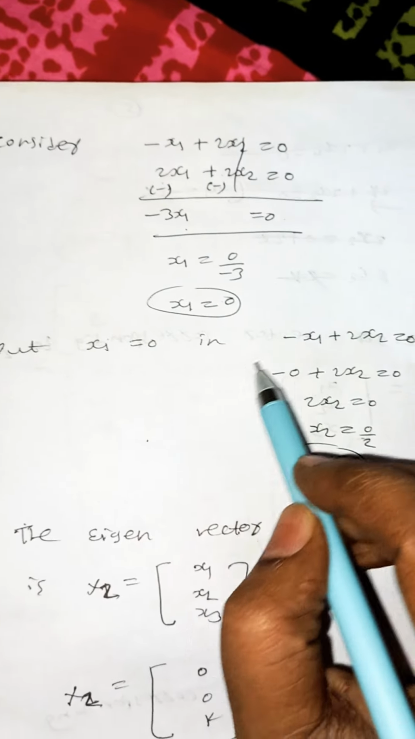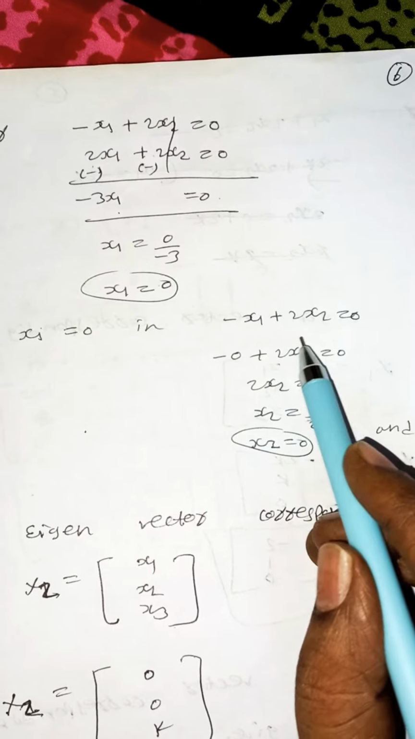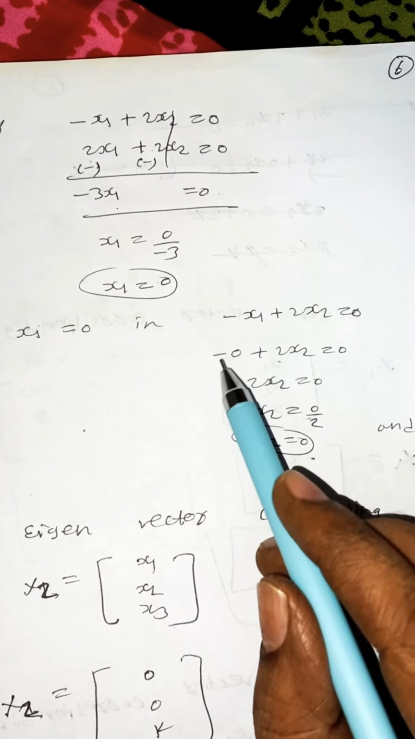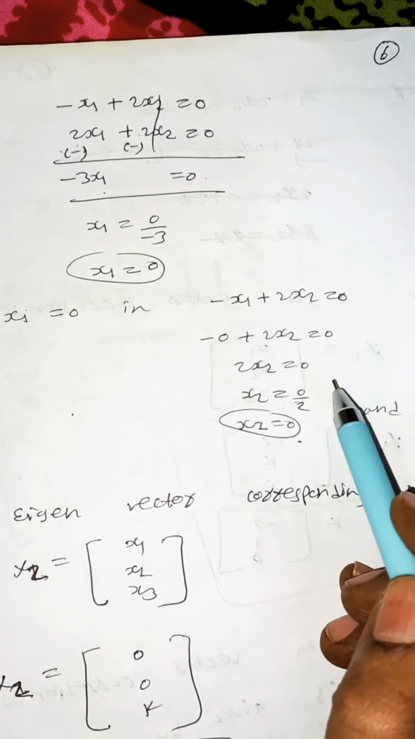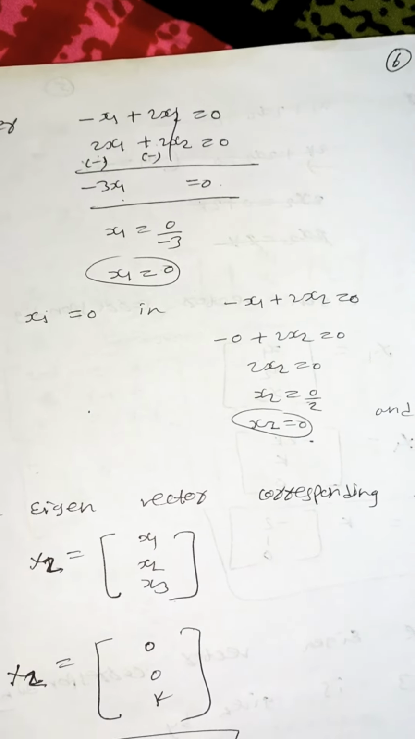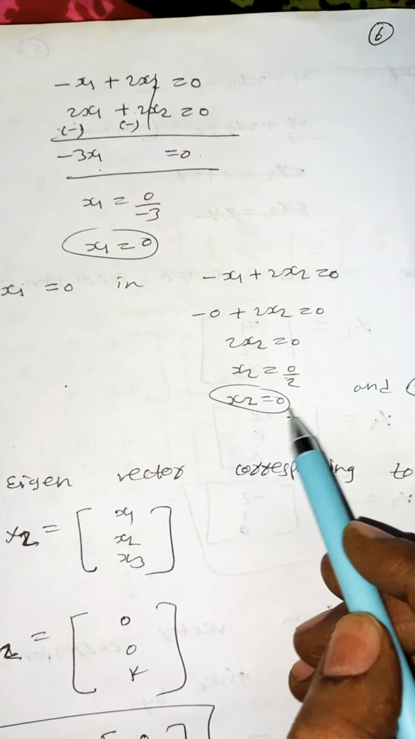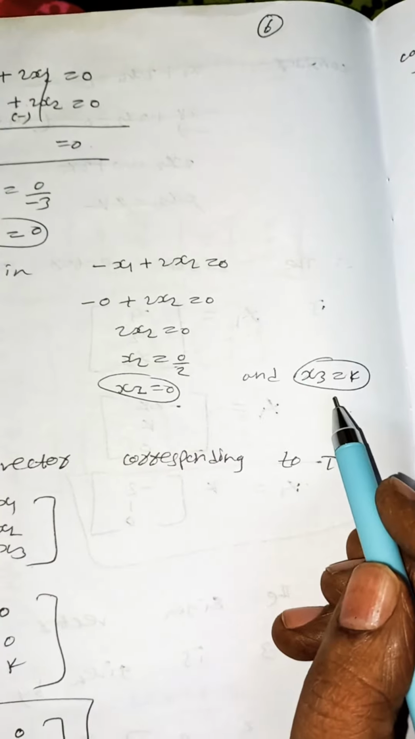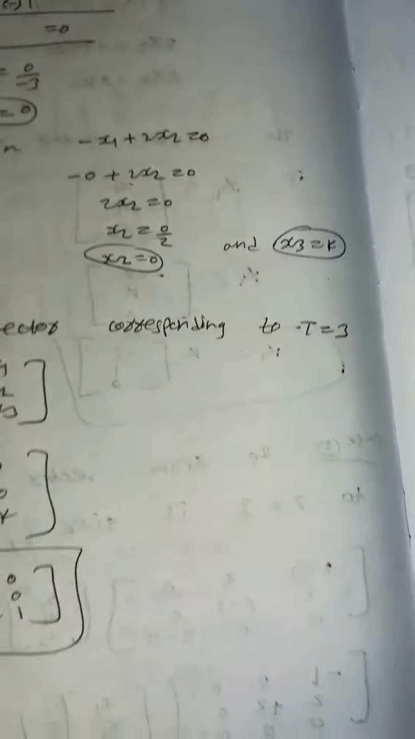Now put x1 is equal to 0 in any equation. I am keeping in this equation minus x1 plus 2x2 equal to 0. X1 means 0. So minus 0 plus 2x2 equal to 0. So 2x2 equal to 0. Send to that side, multiplication will become division. 0 by 2 is 0. x2 equal to 0. And x3, here nothing is there, so keep x3 as some constant k.